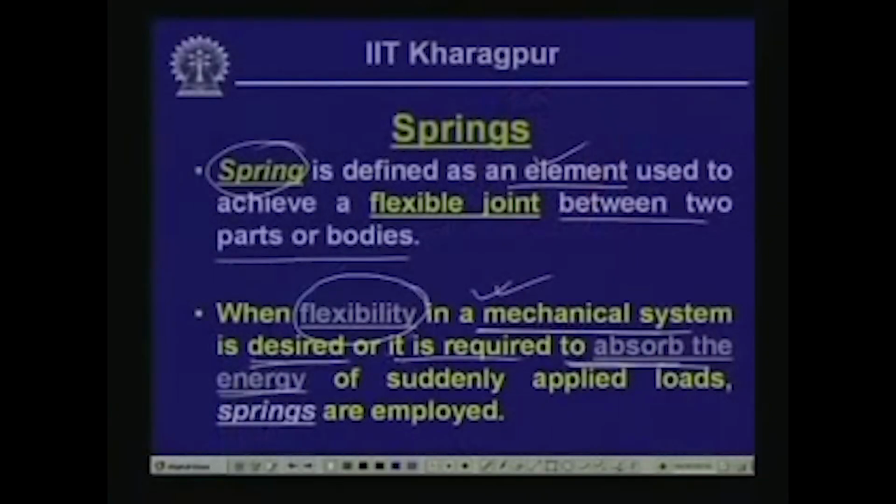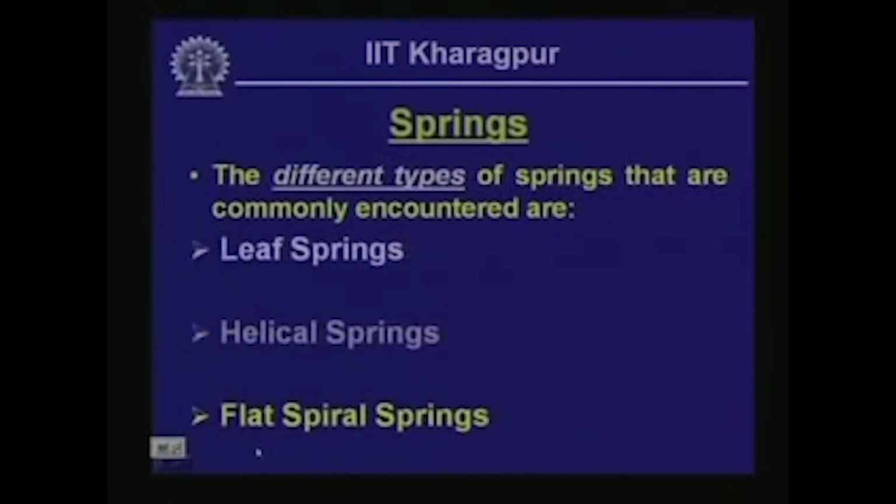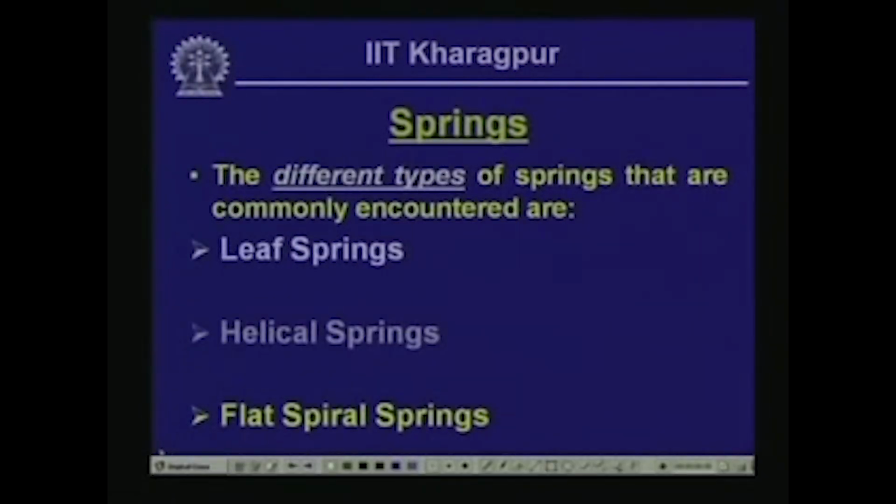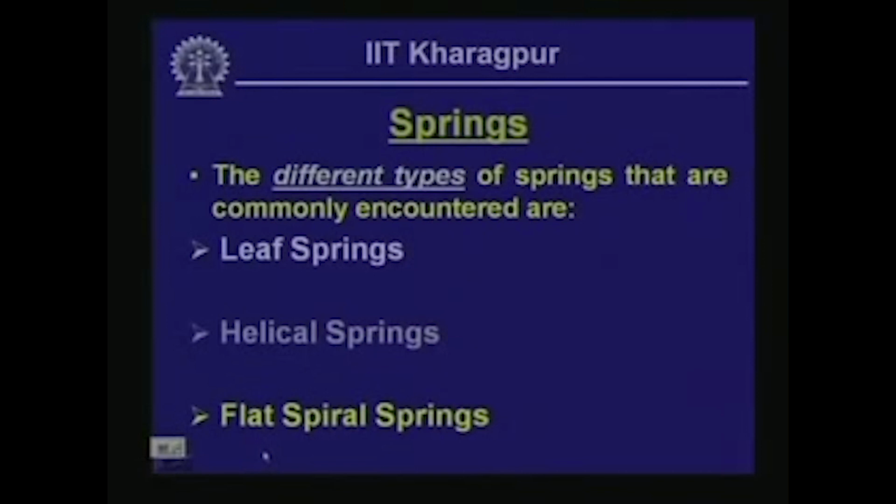So, when flexibility is desired in a mechanical system, or you need to absorb the energy of a suddenly applied load, then we introduce a spring so that we can achieve the desired result. Now, the different types of springs that are commonly encountered are leaf springs, helical springs and flat spiral springs. There are other kinds of springs as well, but these are commonly used. Let us look into these different types of springs.